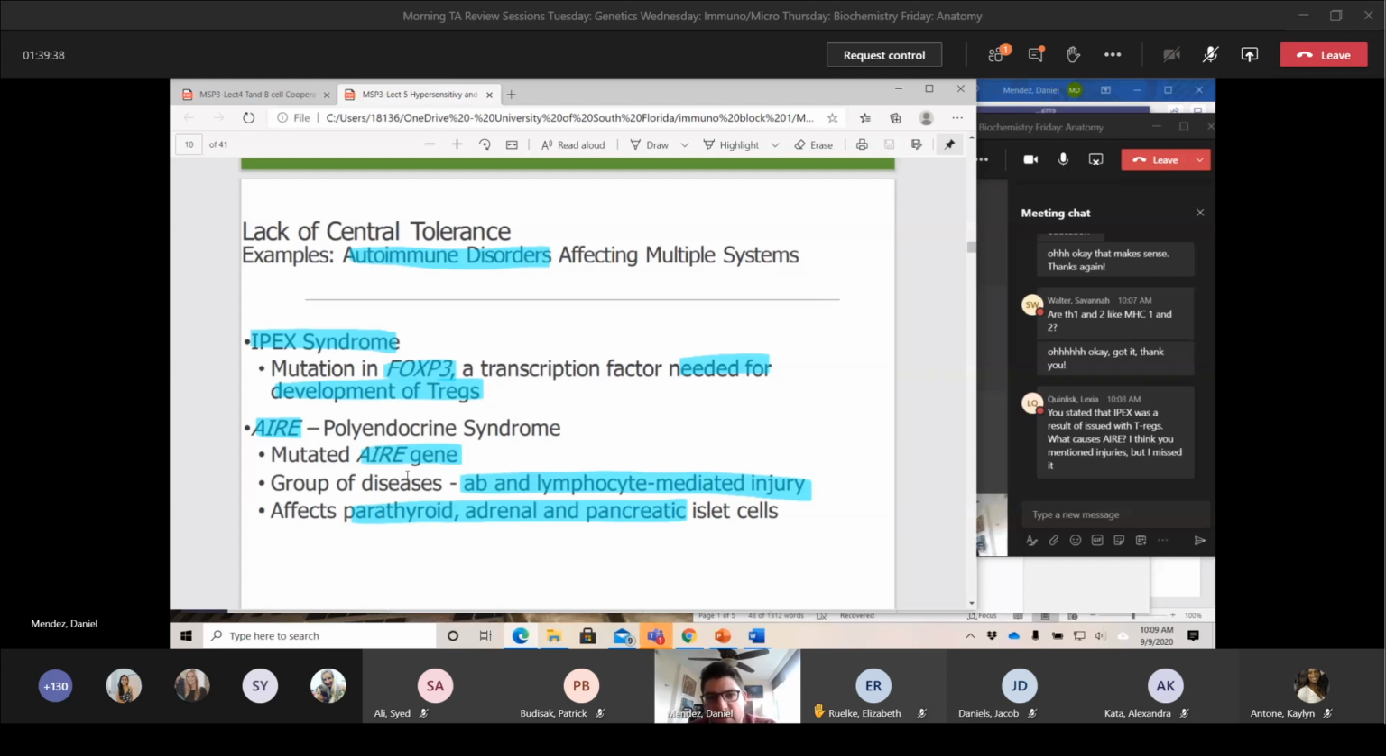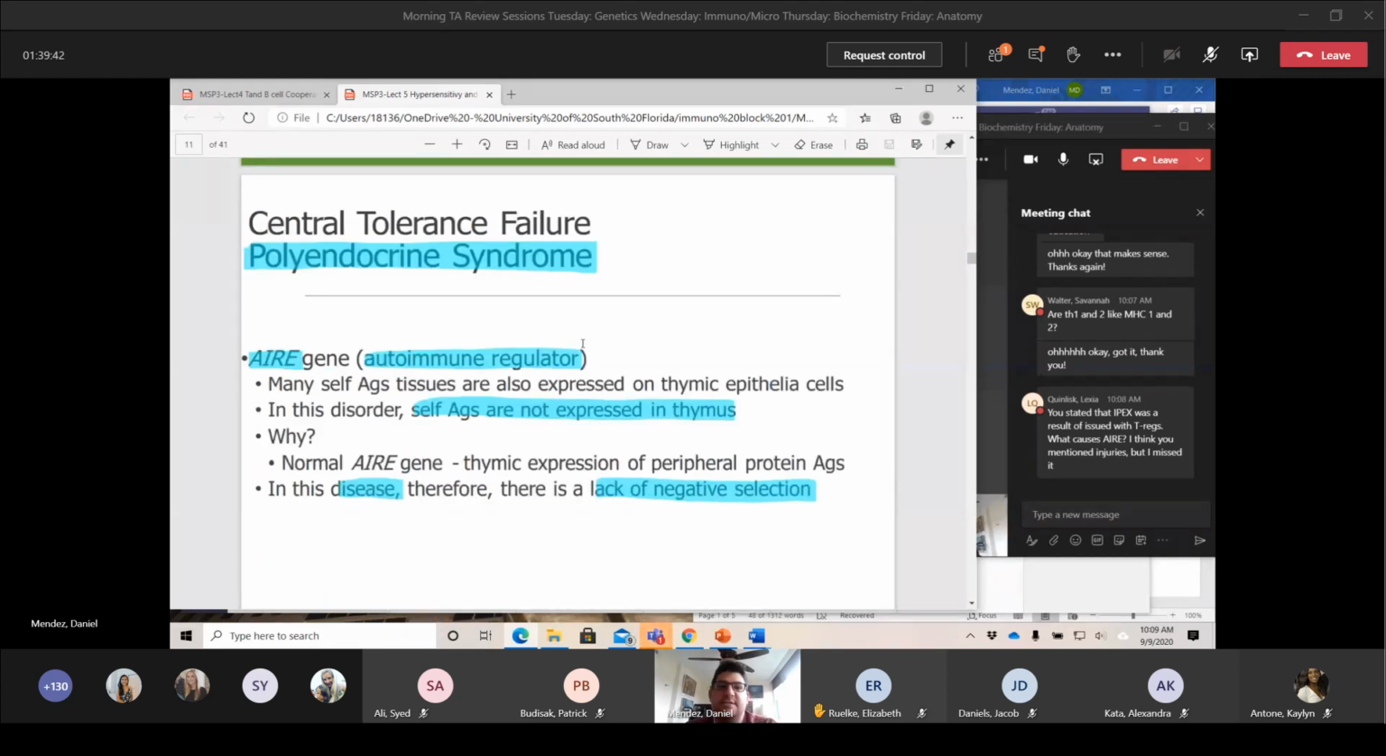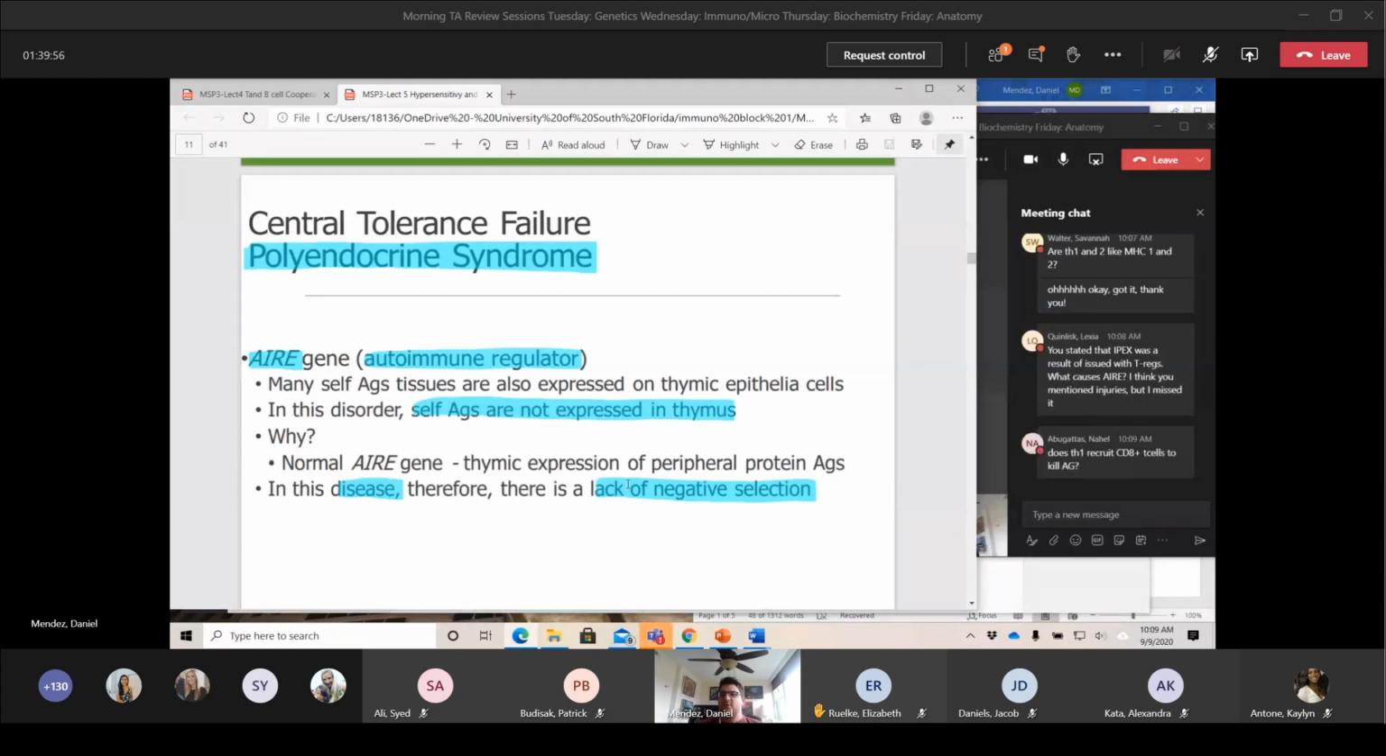So AIRE, polyendocrine syndrome here. AIRE is an autoimmune regulatory issue. In this disorder, self-antigens are not expressed in the thymus, so we don't have presentation. Because there's no presentation of self-antigen, we can have a lack of negative selection. We're going to have a multitude of cells that either have anergy, so they don't react to self at all and can't protect us, or ones that activate too much to self. Because we have no presentation, we're missing that step in education, that negative selection saying this guy reacts way too much to self. We need to either inactivate it through CTLA or kill it through apoptosis. Because we don't have that, we have cells that are reacting to self way too much, attacking.